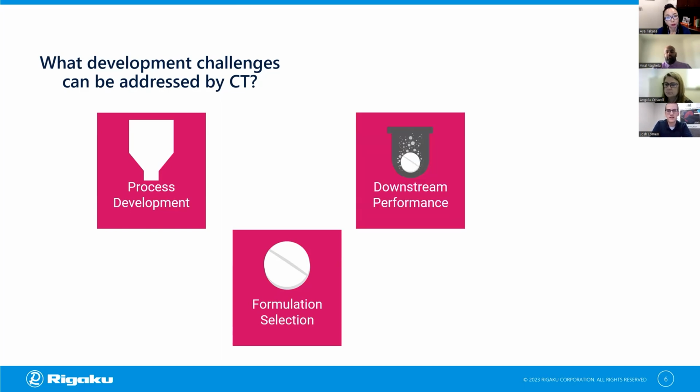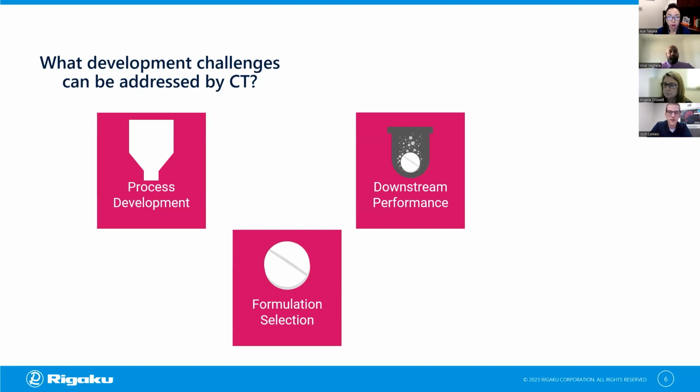We can also look at downstream performance. This comes up oftentimes in the area of troubleshooting, when we don't understand why a certain tablet is dissolving or disintegrating faster than another tablet. This can be within a batch, even the same manufacturing batch, where we see variations, or across different batches.